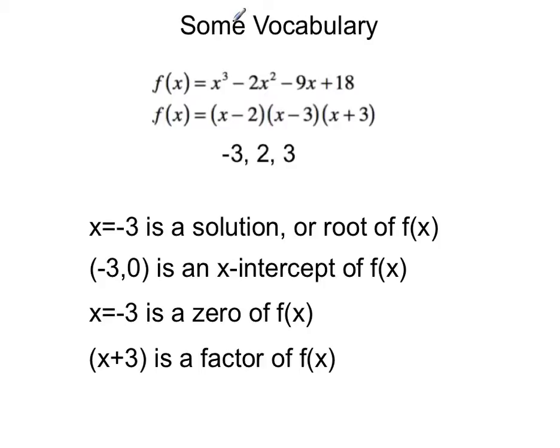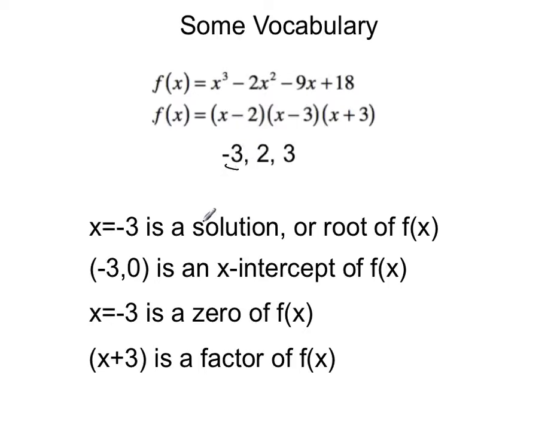Now, here's some vocabulary. And I'm just going to say this ahead of time. At any point, if you need to pause the video so you can take longer to take notes, please do that as we go. So the vocabulary that goes with this is x equals negative 3 is a solution or a root of the function. So negative 3 is a root of the function. You'll notice that negative 3 is a 0 as well.